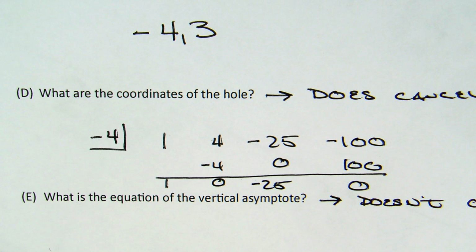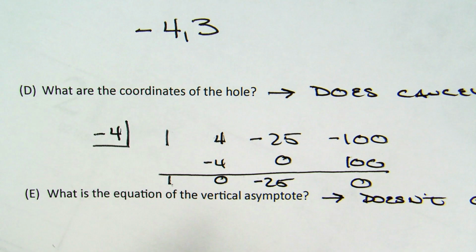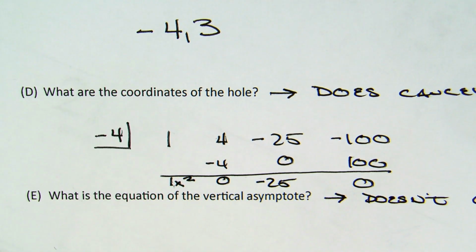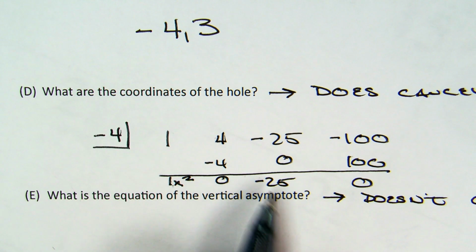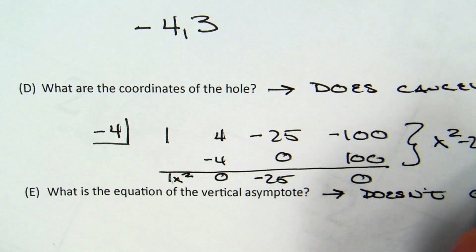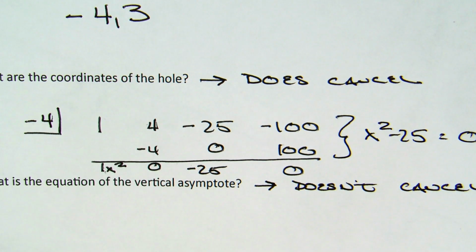Now remember, your degree always goes down once. So if we started at x cubed, what's this going to be? X squared. 0, negative 25 means the result is x squared minus 25 is equal to 0. Does everybody get where that comes from? In case it's not a difference of 2 squares, you're just doing synthetic division. You can if you want, or you can just use square roots.